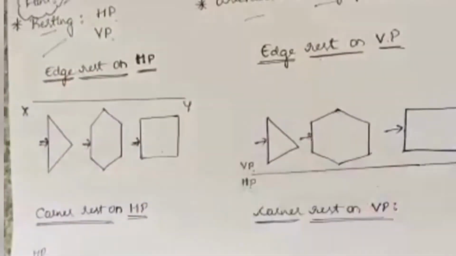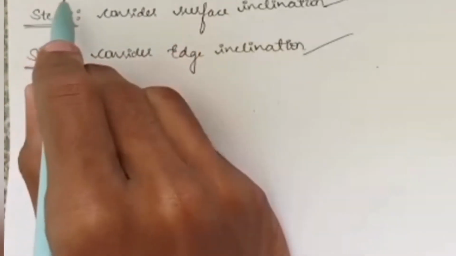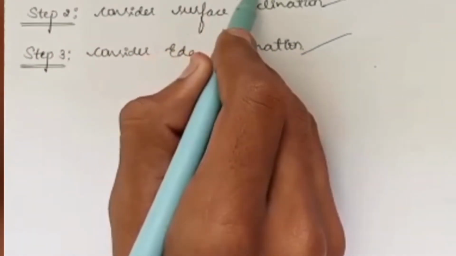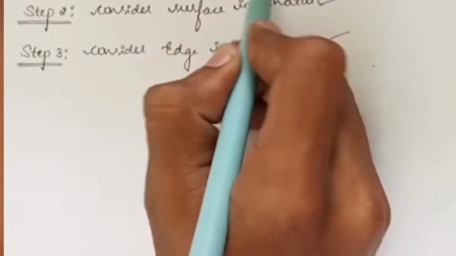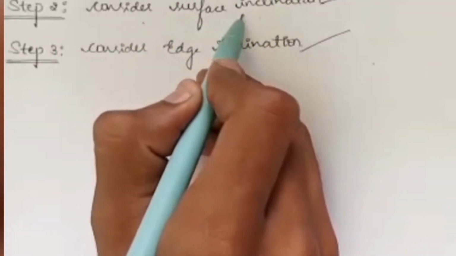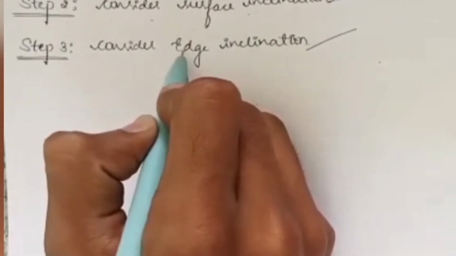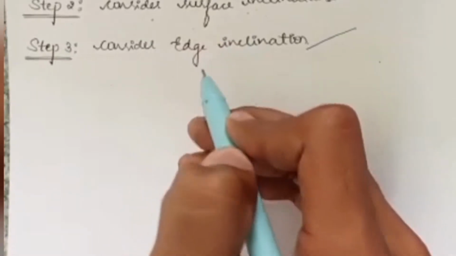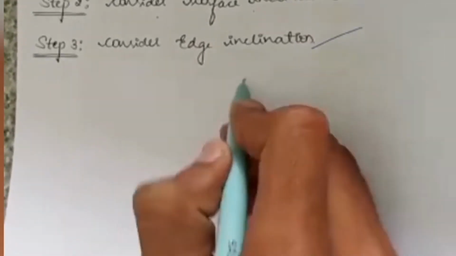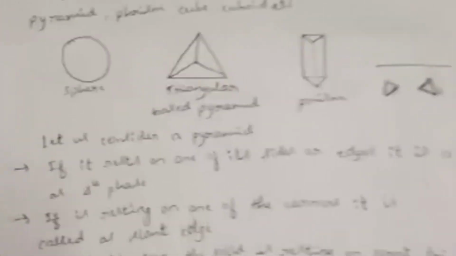Now, steps for construction of plane. The step number 1 is assuming initial position, whether the plane is rest on HP or VP. The step number 2 is consider surface inclination to HP or VP, and step number 3 is considering edge condition or side condition or corner condition. Next we will see the problems on planes.